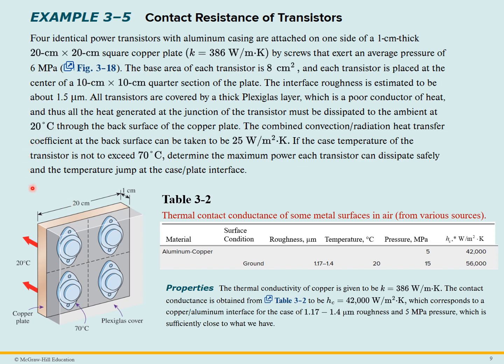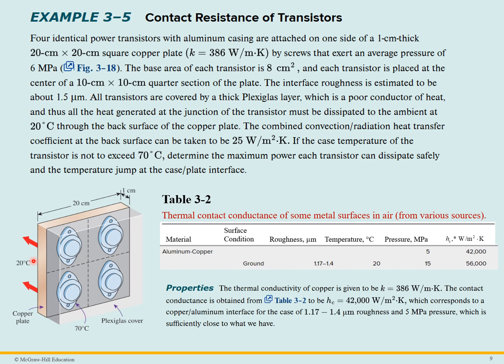All transistors are covered by a thick plexiglass plate, which is a poor conductor of heat, and thus all heat generated at the junction of the transistor must be dissipated to the ambient at 20 degrees C through the back surface of the copper plate in the back. Here you can see 70 degrees C on the power transformers, and then we have this copper plate attached, and we want this to dissipate to 20 degrees C.